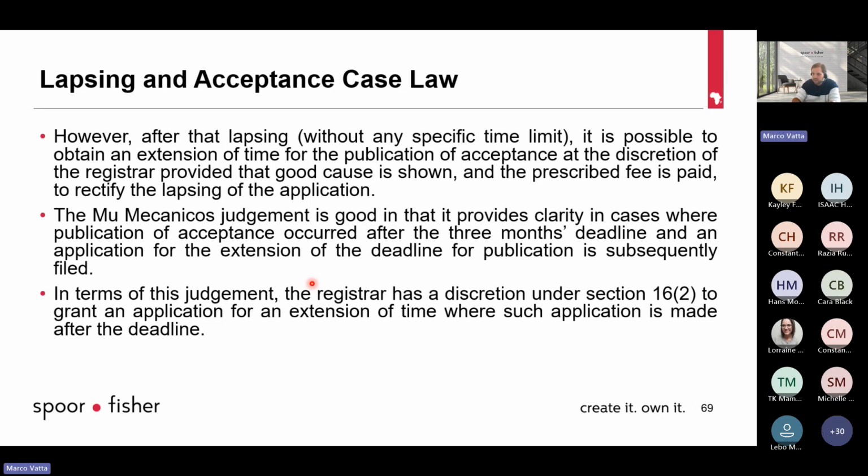Whether the finding is correct, I don't know. Any comments on that? Do you think it's correct, not correct? I personally see a lot of problems with it.